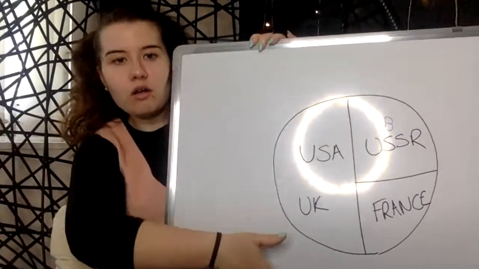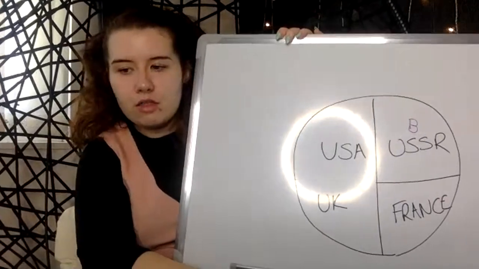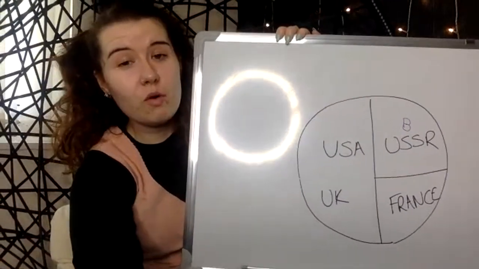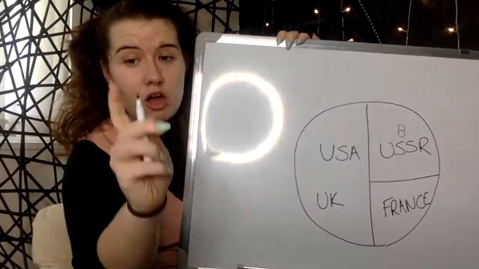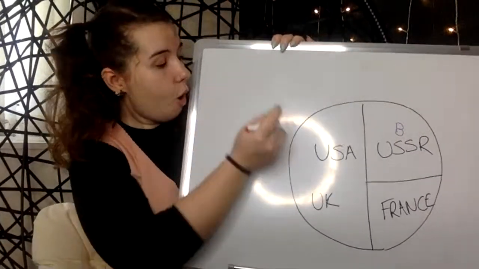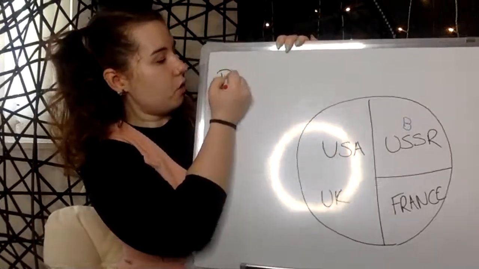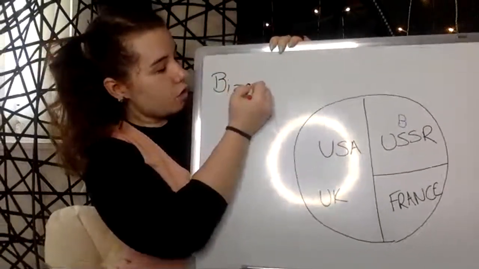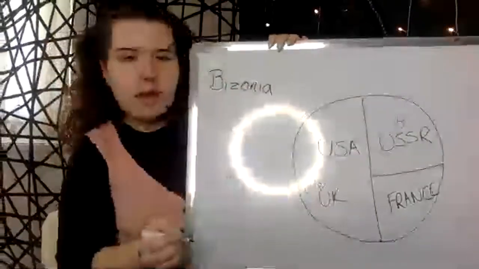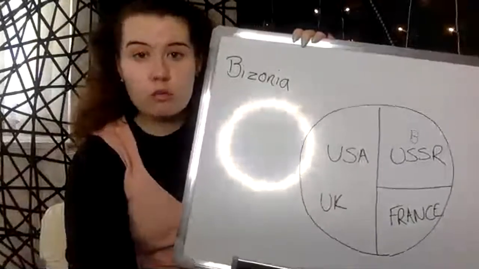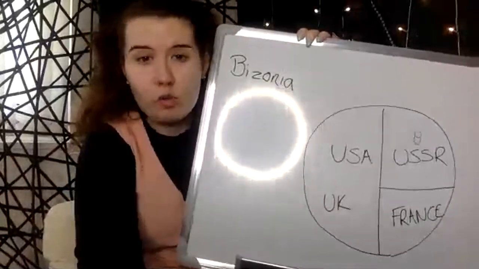And we then got Germany's now divided into 3. Now, this is quite a special word. If you are looking for your grade 6s and above, you will need to know this. When the USA and the UK merge, they do something called bizonia. Bizonia literally means 2 zones merged together. It's just a very posh word for it.